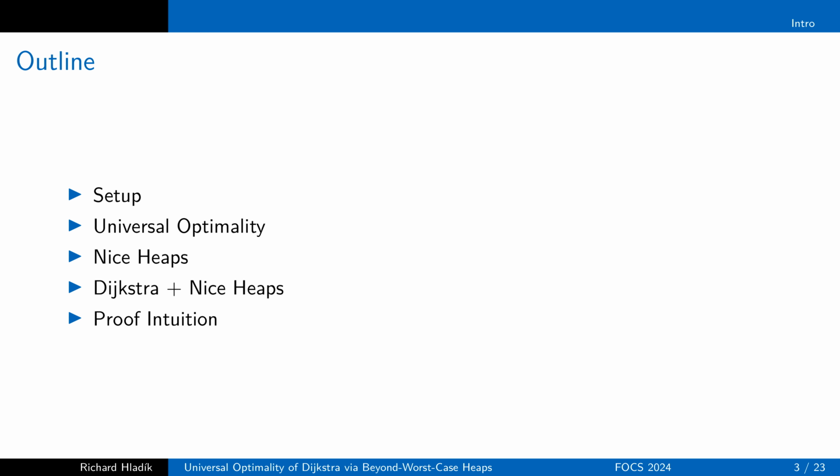So first I'll talk about our setup and assumptions. Then I'll talk about the notion of being optimal on every graph as formalized by universal optimality. Then I'll talk about the kind of heaps that allow Dijkstra to be optimal on every graph. Then I'll show some examples of how those heaps help Dijkstra be faster. And finally, I'll try to sketch some basic ideas of our proof.